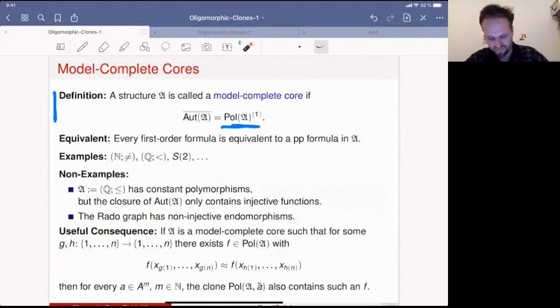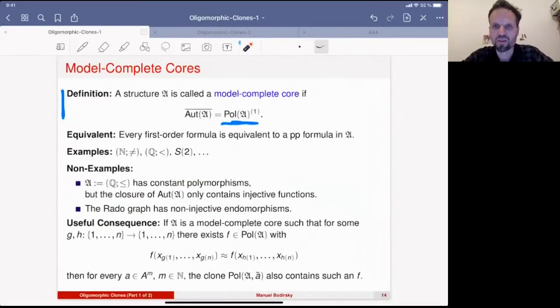So last time I introduced model complete cores. Let's just quickly recap what they are. They are those structures where the automorphisms are dense in the unary polymorphisms. So the closure of the automorphisms are the endomorphisms. We have seen examples. We have seen that they preserve height 1 identities. Identities transfer to the model complete core.